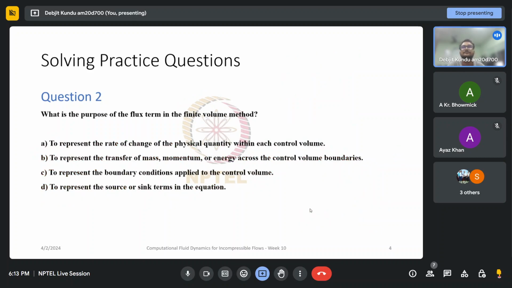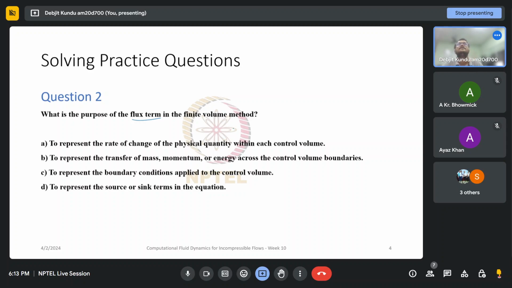We'll move on to the next question, which is asking us, what is the purpose of the flux term in the finite volume method? Is it to represent the rate of change of the physical quantity within each control volume? Is it to represent the transfer of mass, momentum, or energy across control volume boundaries? Is it option C, to represent the boundary conditions applied to the control volume? Or is it option D, to represent the source or sink terms in the equation?